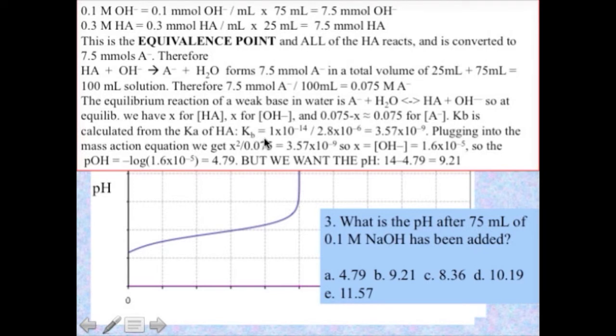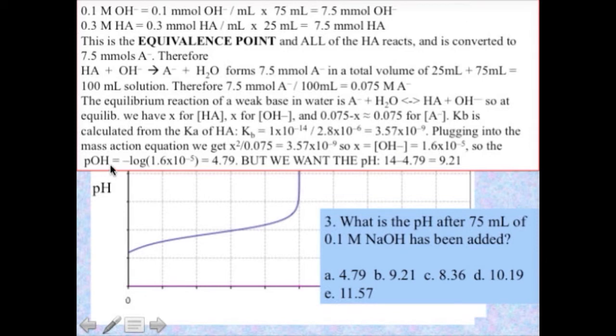Kb is equal to 1 times 10 to the minus 14 divided by 2.8 times 10 to the minus 6. So the Kb is 3.57 times 10 to the minus 9. Plugging into the mass action equation, we get x squared divided by 0.075 is equal to 3.57 times 10 to the minus 9. Working that out, we get x equal to a hydroxide ion concentration of 1.6 times 10 to the minus 5. Remember, this is hydroxide, not hydronium ion.